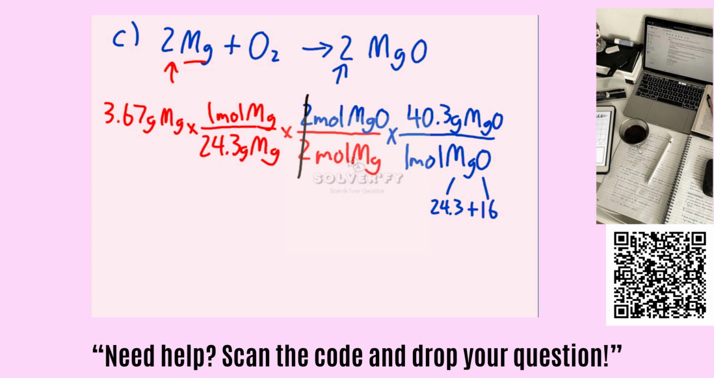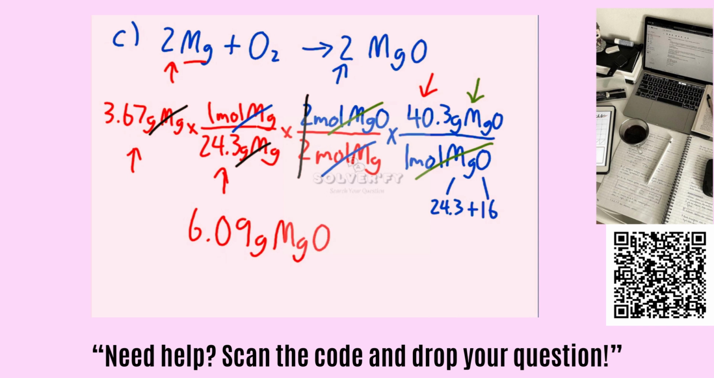Let's check that our units are consistent. Grams of magnesium cancel. Moles of magnesium cancel. Moles of magnesium oxide cancel. We indeed are left with only wanting the unit of mass for our product. So we'll take 3.67, we'll multiply that by 40.3, we'll divide it by 24.3, and we'll end up with 6.09 grams of magnesium oxide.